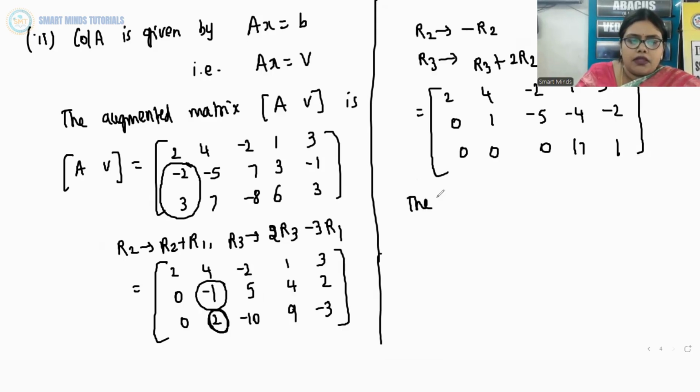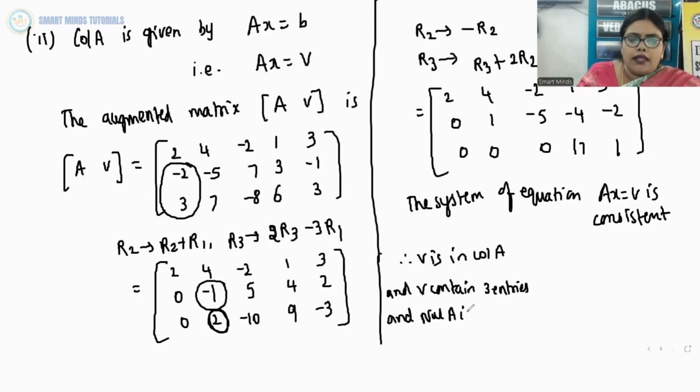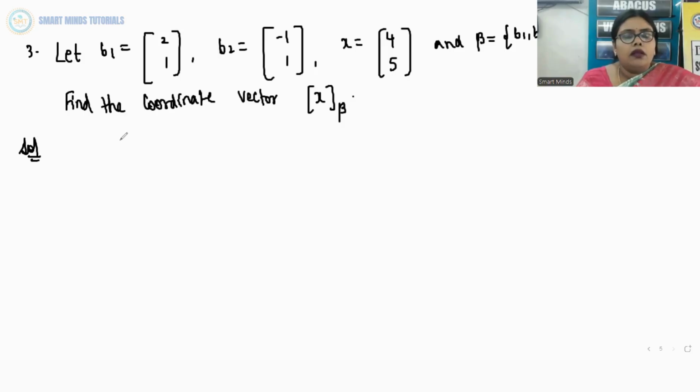So you can see the system of equations Ax is equal to V is consistent because the last row is not becoming completely 0. So it is consistent. Therefore, you can say V is in Col A. And because V contains 3 entries, and over here Null A is a subspace of R power 4, therefore V could not be in Null A. Understood? Now take the next question.